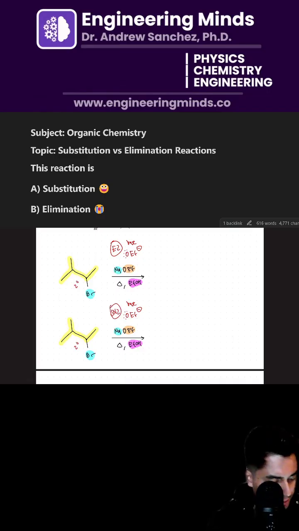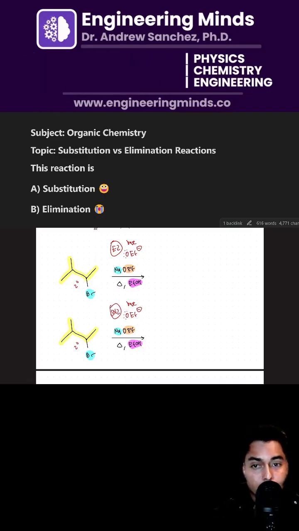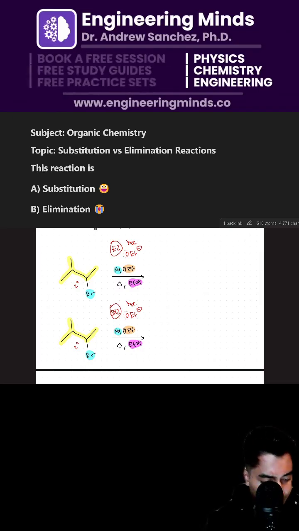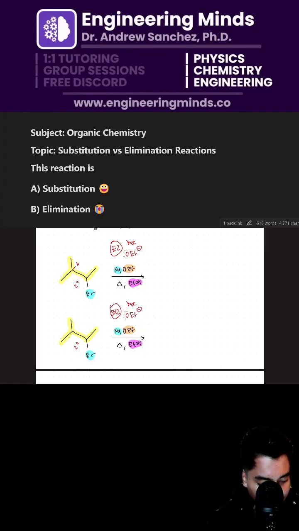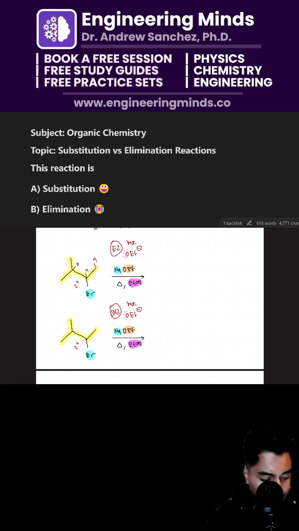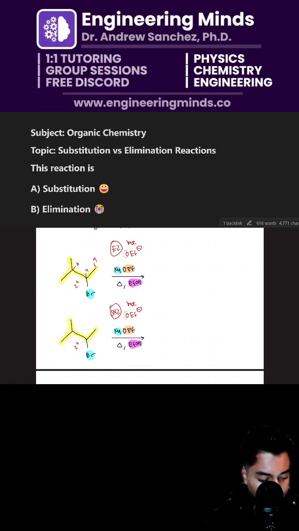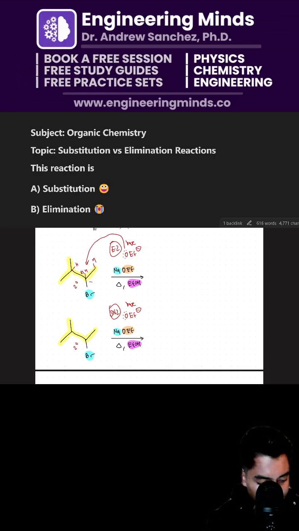So let's start with the major one. For the major one, we're basically gonna go ahead and deprotonate. Now we have a couple options here to deprotonate. I'm gonna go with the one that is gonna be more substituted. So I'm gonna deprotonate this guy here, then I'm going to create a double bond here and kick off that leaving group.